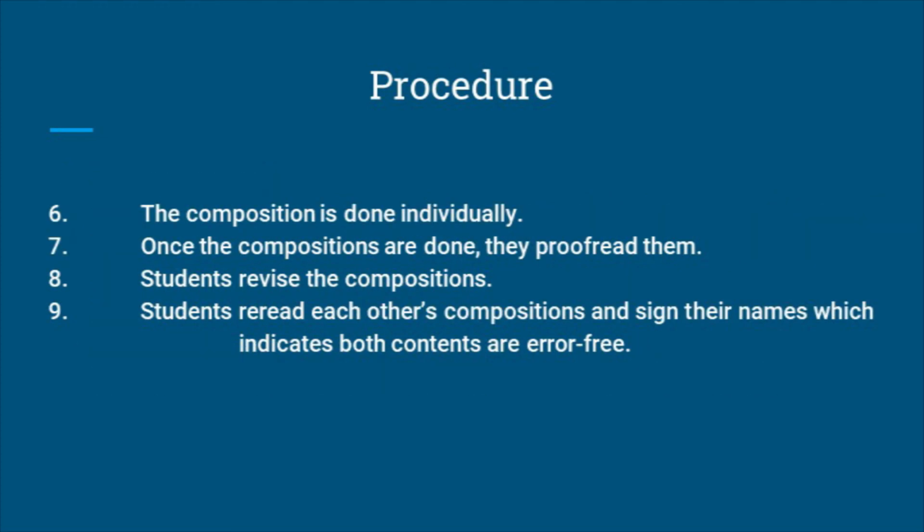Step 6 is that the composition is done individually. Step 7, once the compositions are done, the students proofread them. They make corrections about capitalization, punctuation, spelling, and so on. For step 8, the students revise the compositions. And for the last step, the students reread each other's compositions and sign their names, which indicates that both contents are error-free.